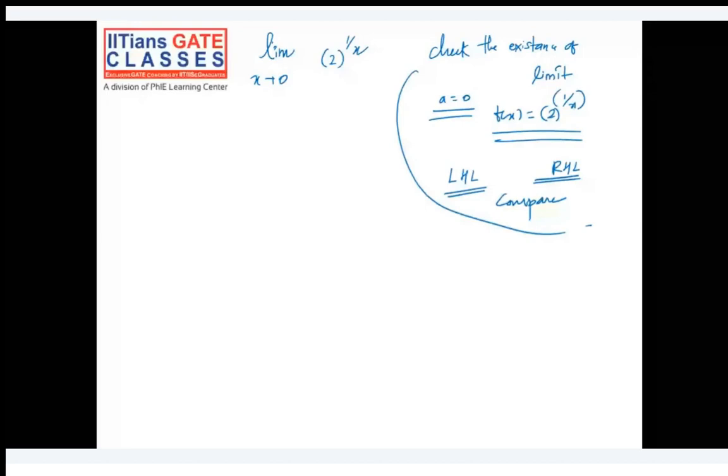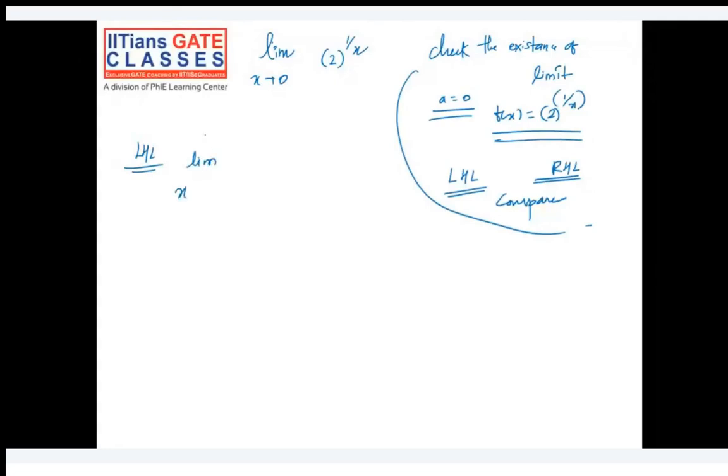Left hand limit is 0, right hand limit is not defined. Yes, correct. So they are not same. Okay. How will the left hand limit look like? Limit x tends to 0 from the negative side, 2 raised to the power 1 by x. Okay.